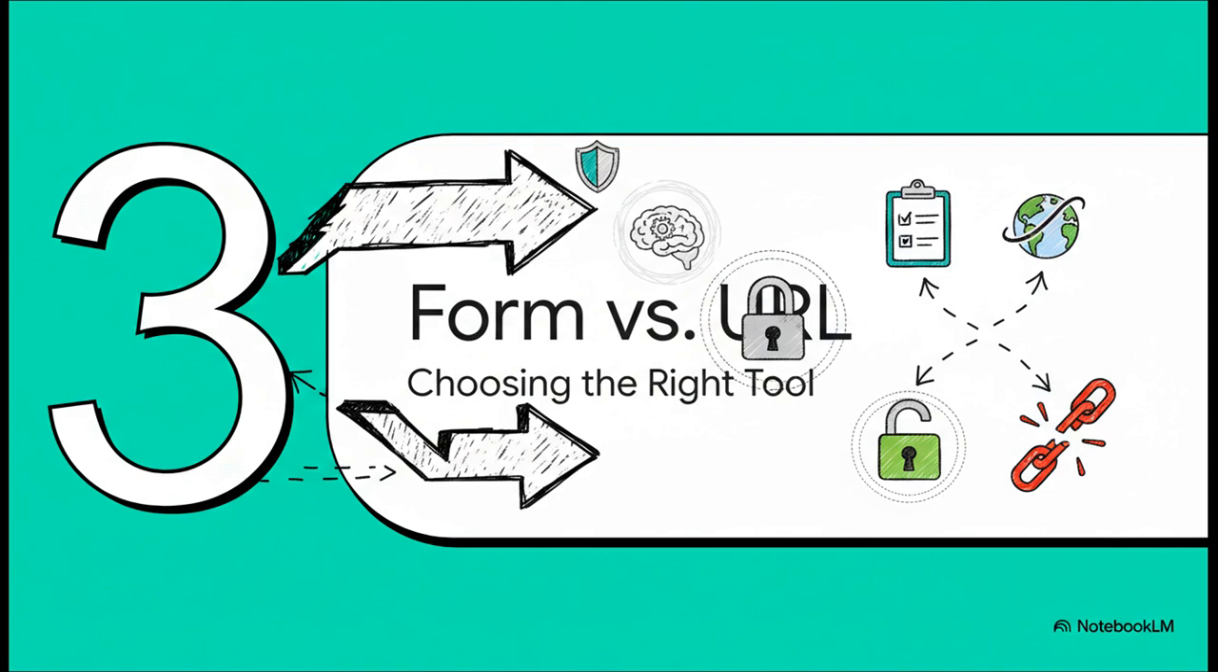Okay, Section 3, the two modes, form versus URL. And the subtitle here is key, choosing the right tool for the job. Because elicitation isn't a one-size-fits-all kind of deal. It actually gives you two very different ways to ask for information. And let me tell you, picking the right one is absolutely critical, especially when we start talking about security.